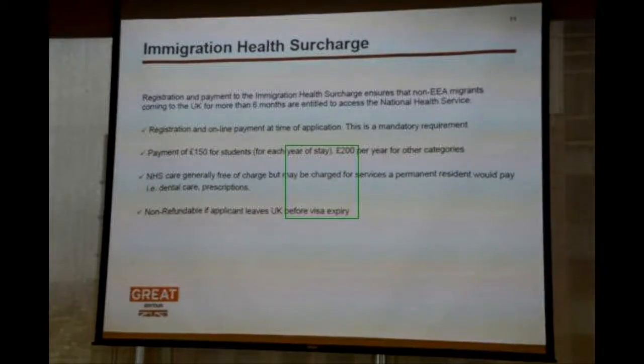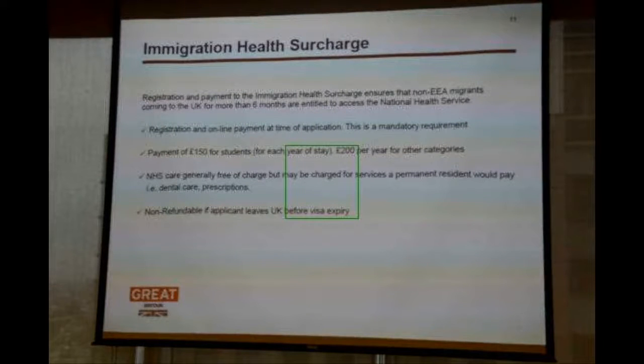The immigration health surcharge, this is required by all students or by all applicants, regardless of the criteria, going to the UK for more than 12 months. And what this entitles people to is use of a national health service in the UK to the same standard that a British national or UK resident would receive.